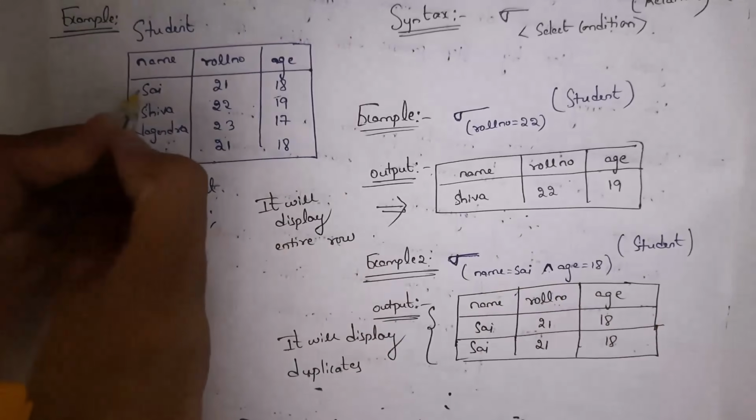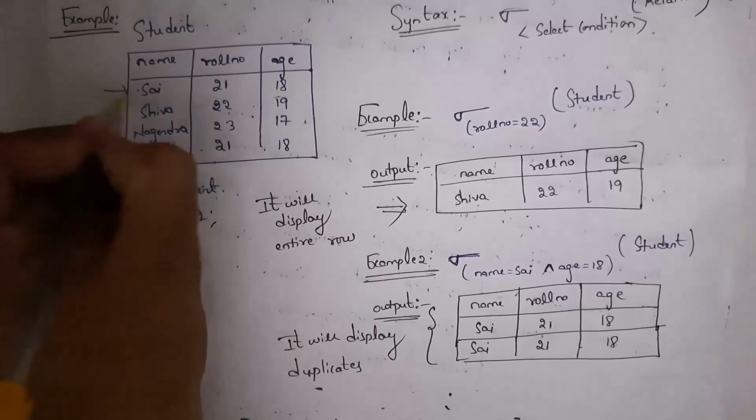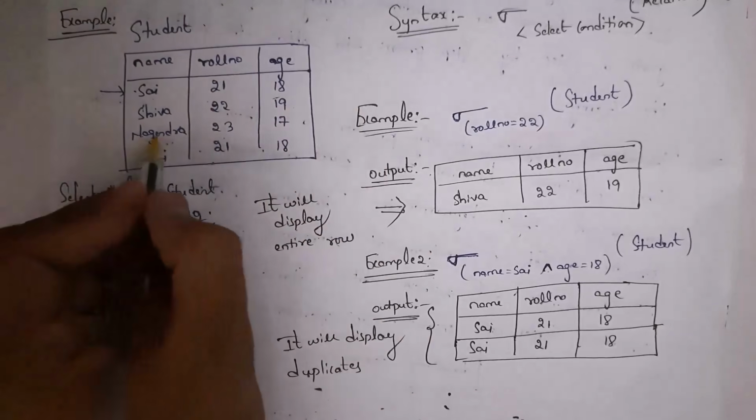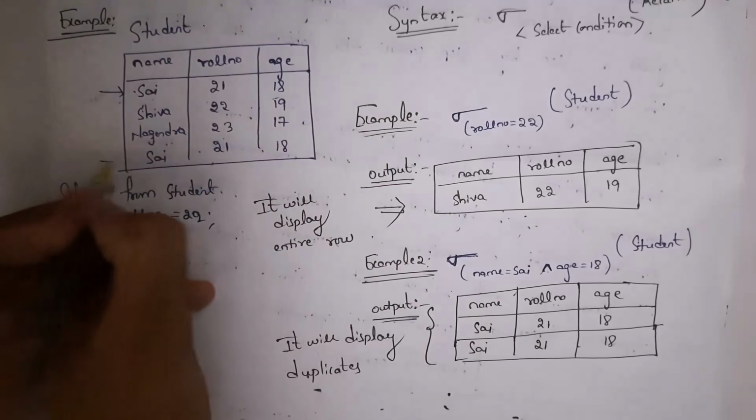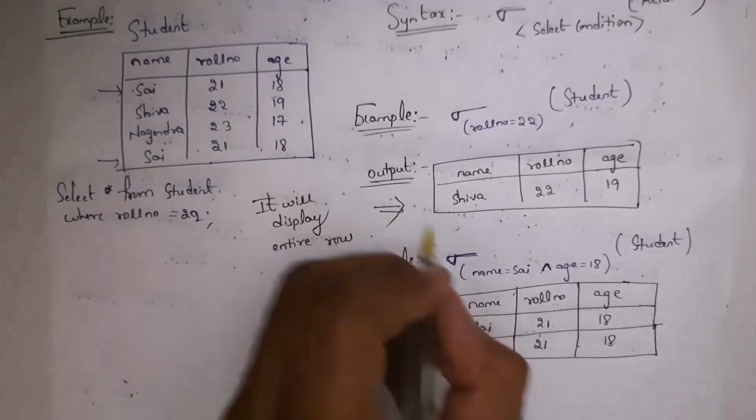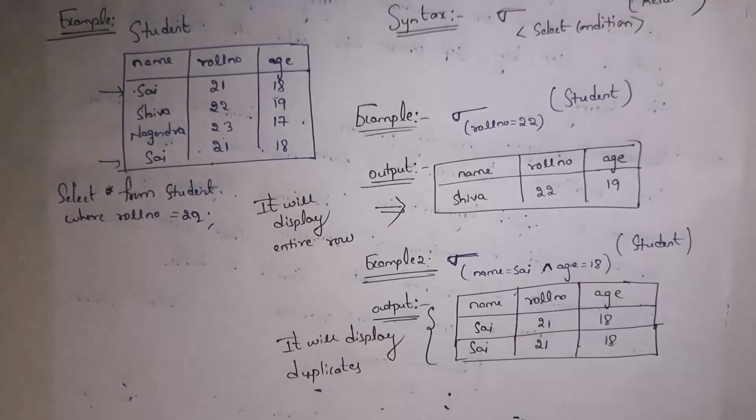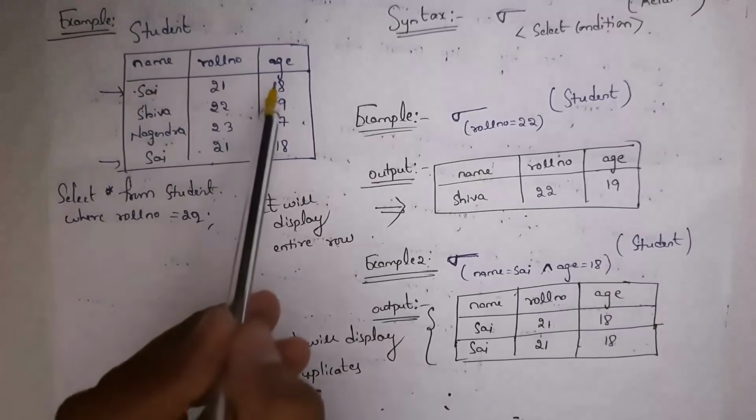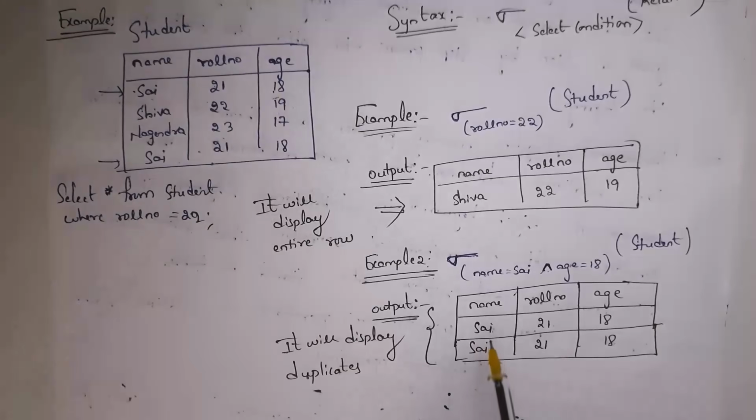Yes, name Sai and age 18 is present at first, and similarly again it will check: name Sai and age 18 not satisfied, name Sai age 18 not satisfied, and again here name Sai and age 18. Total there are 2 records with name Sai and age 18. Here name Sai, roll number 21 and age 18 repeated twice. So I will get output name Sai, roll number 21 and age 18 twice.